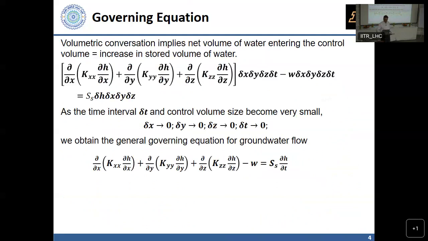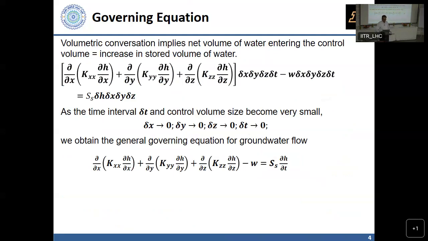So we talked about the idea of representative elementary volume, where we said that we will make these infinitesimal volumes go to 0, but still at the scale where properties like the conductivity and in fact the porosity also, that we can take derivatives. So this is our general governing differential equation.